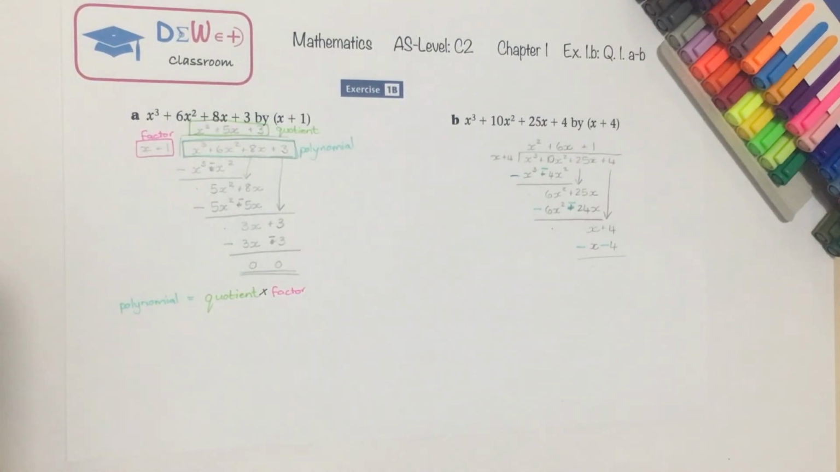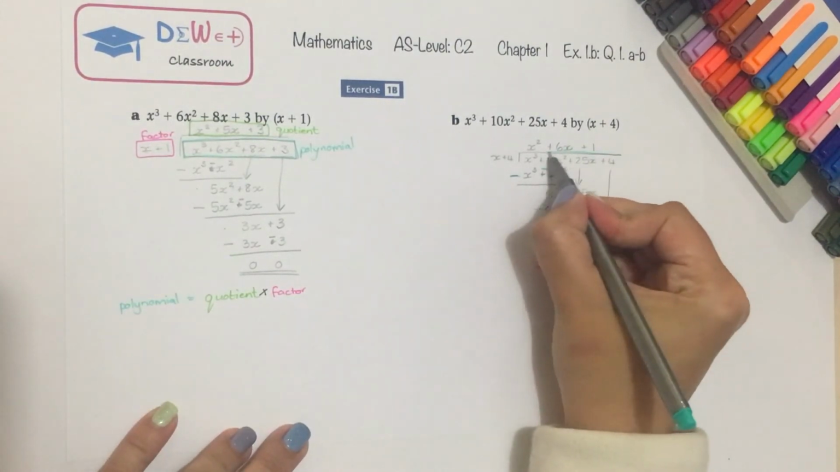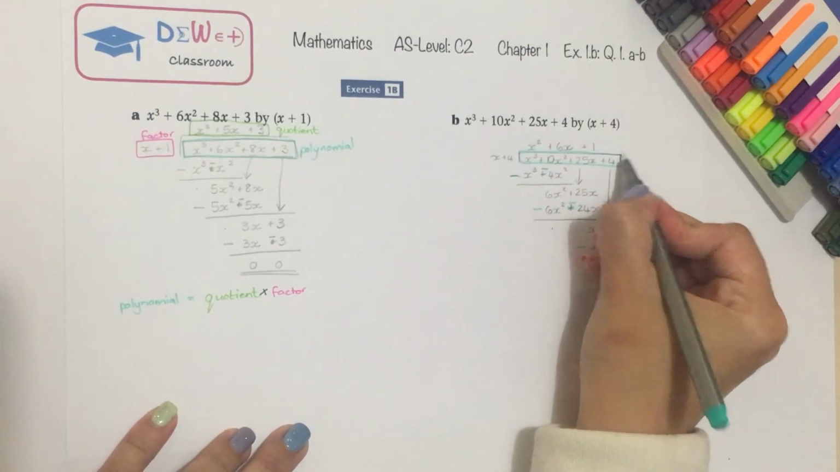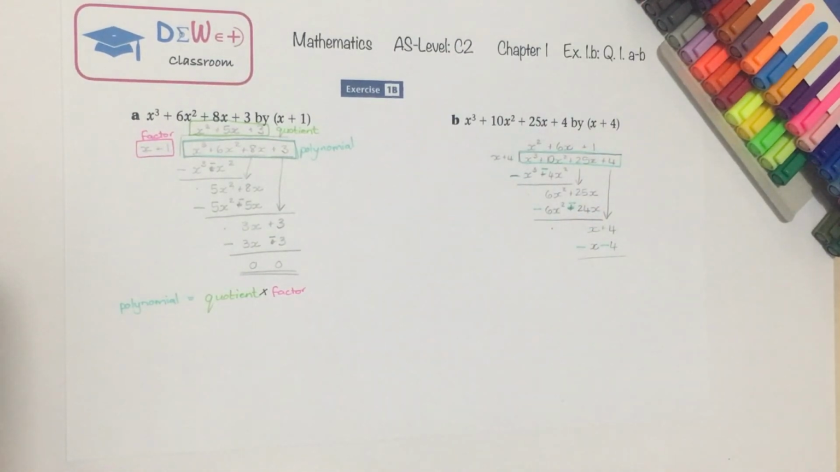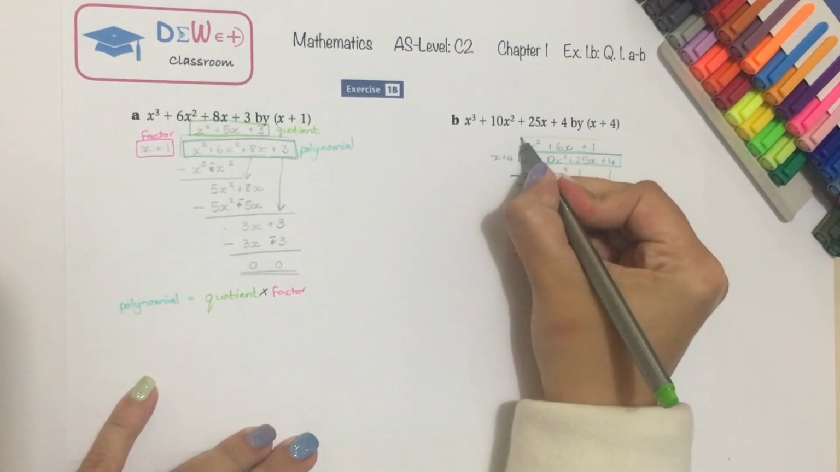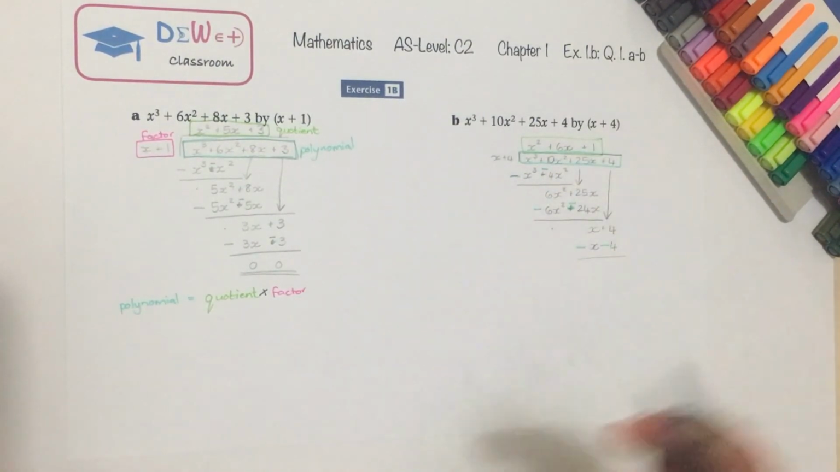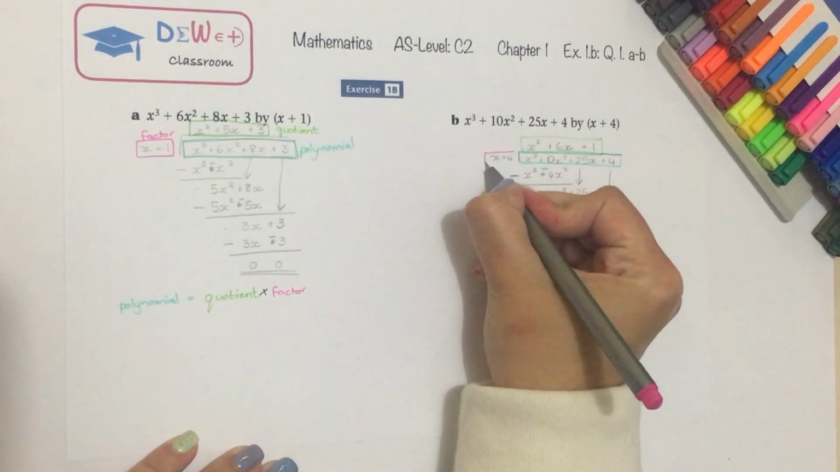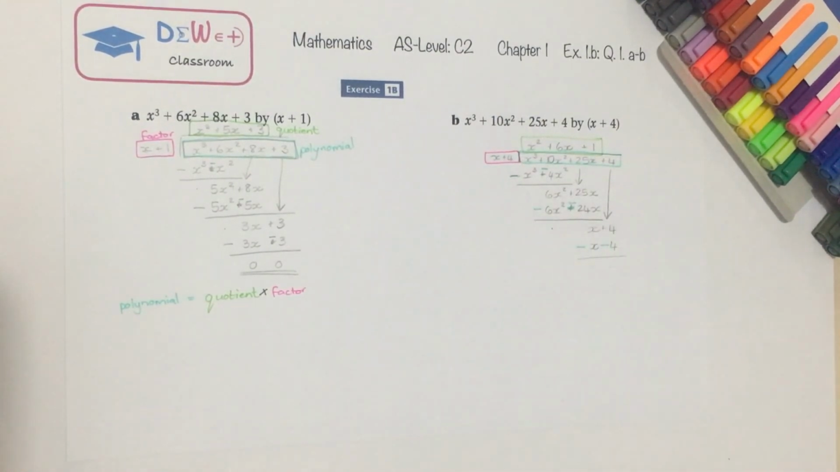So we know that we've got our polynomial, which is that whole thing there. And this is our quotient. That's the quotient. And this is the factor. And that concludes Chapter 1, Exercise 1b, Question 1, A and B.